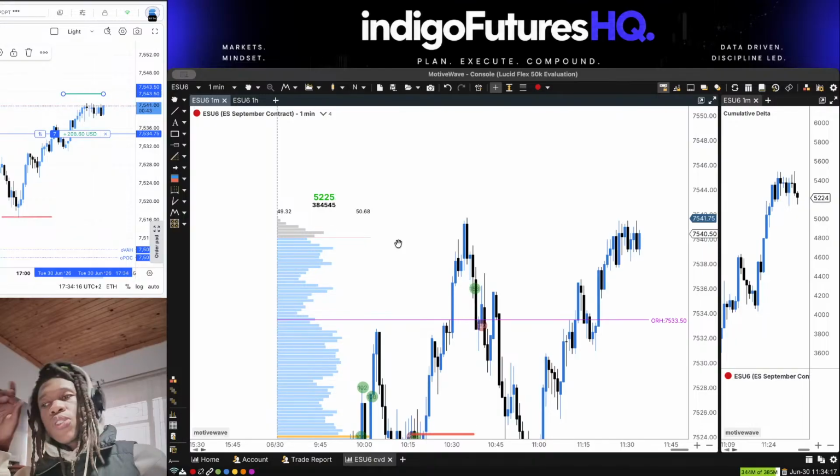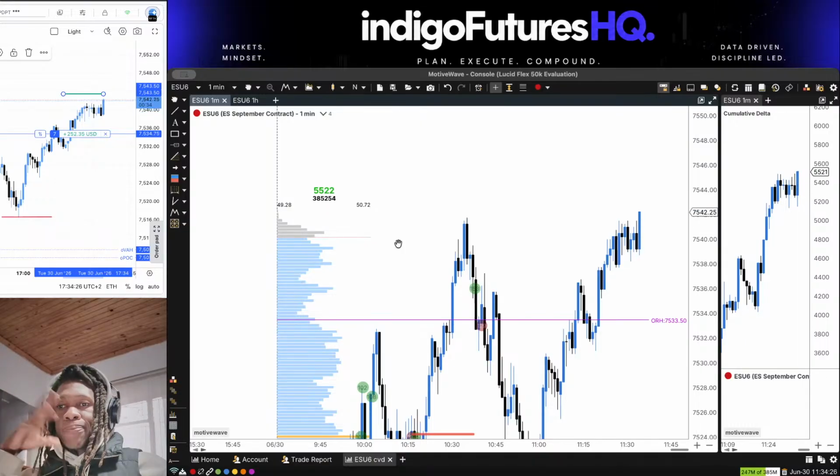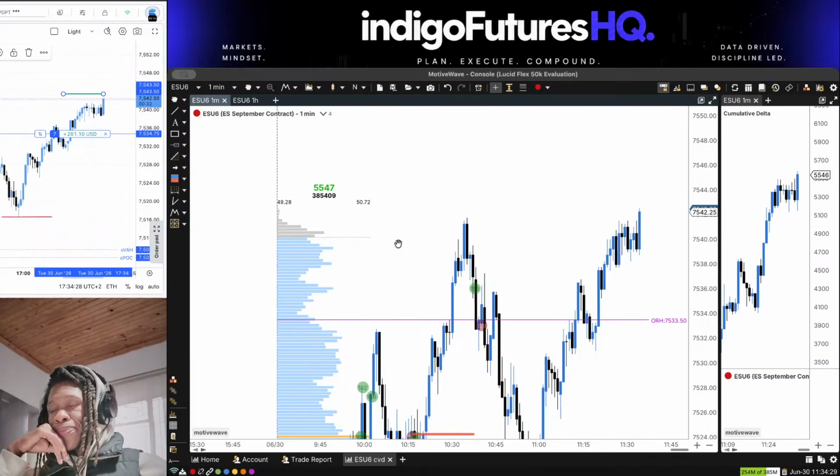And a little consolidation at the top here isn't too bad for us, to be honest. It shows that there is intent to move it higher. You know what I mean? Here we go. Just as I was saying.